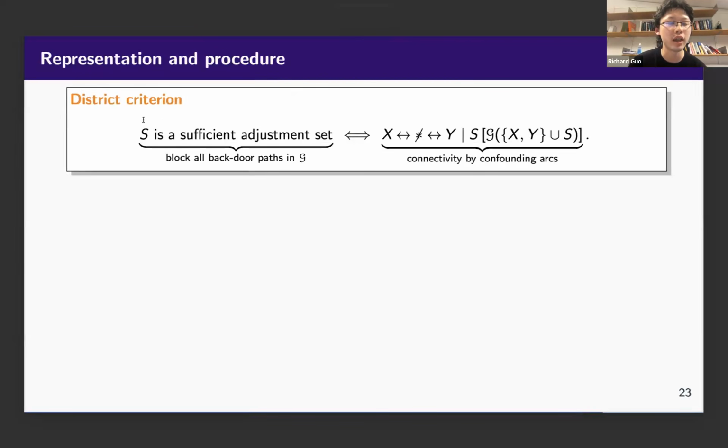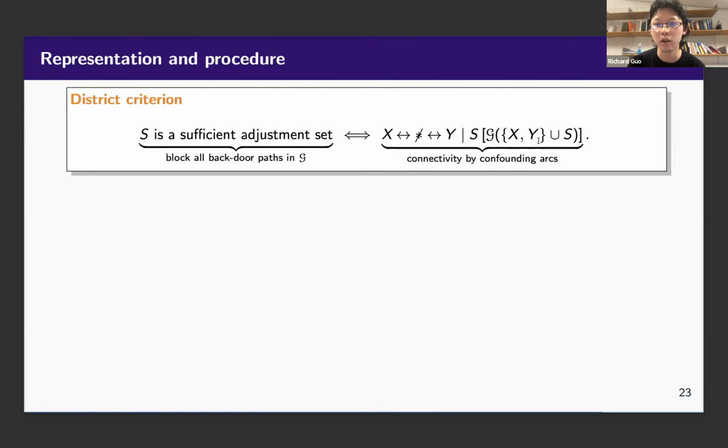So from the corollary, we can derive the district criterion. On the left is Pearl's backdoor criterion: S is a sufficient adjustment set if and only if it blocks all the backdoor paths in G. This is a statement about a global property of G. On the right, we have this reformulation.